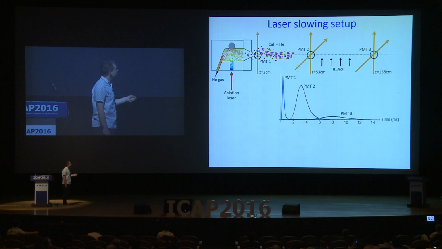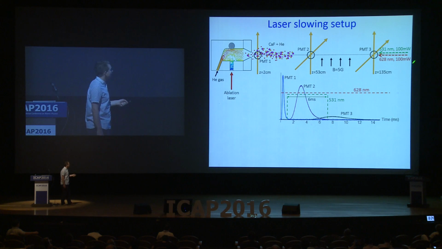Everywhere in the experiment, there's a 5 Gauss magnetic field applied, which does the job of rotating the dark states in the experiment back into bright states. And then we apply the slowing light counterpropagating to the molecular beam. The main slowing light is applied for a 6 millisecond period in this time window here, and the repump light is on for the whole time.